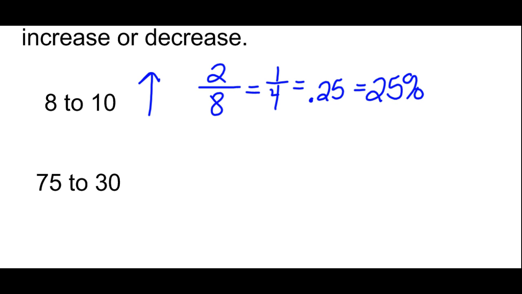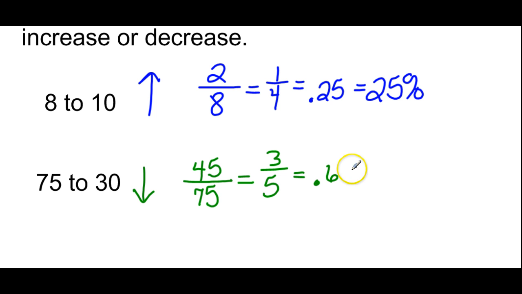Okay? For this next one, it went from 75 to 30, so that is definitely a decrease. All right? It went down 45 points compared to 75, and then we're going to change that to a percent. I can go ahead and reduce this if I want, which makes it 3/5, or on my calculator I could have just gone 45 divided by 75. In both cases, that's going to give me a 0.6, which when I move the decimal over 2 places is going to be 60%. So that is a 60% decrease.